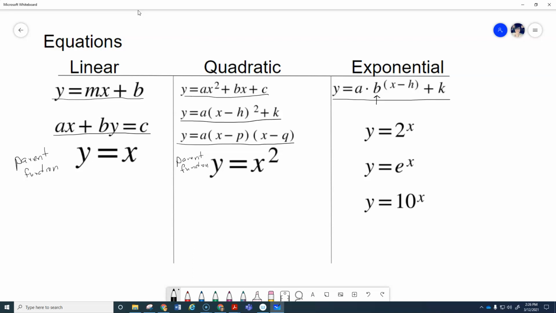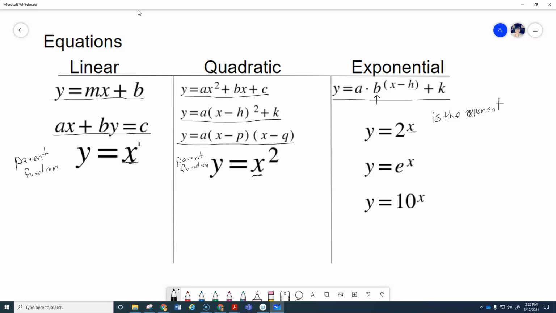In algebra 2 we have to deal with 2 to the x, e to the x, and 10 to the x. And the main thing that I want you to point out is all 3 of these have an x value, okay? This x value has an exponent of 1, this x value has an exponent of 2, and this x value is the exponent. Okay, so be careful and don't get these two confused.